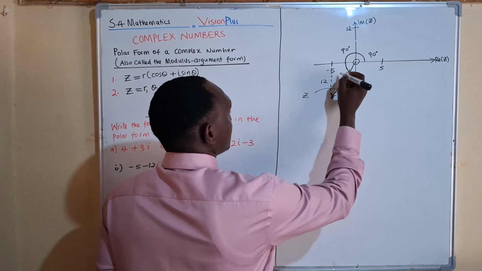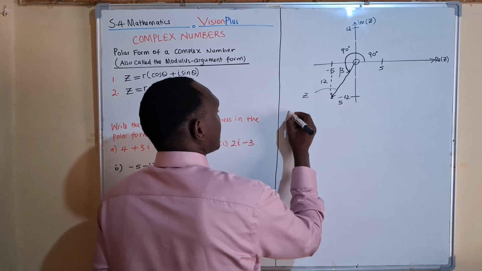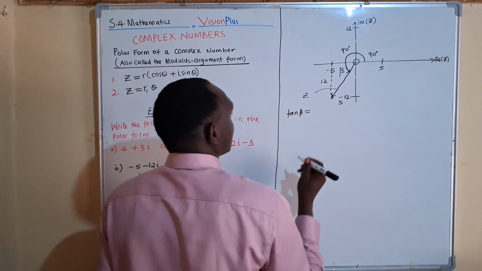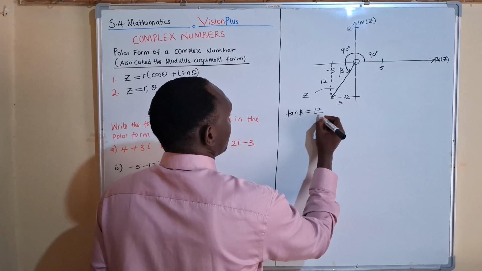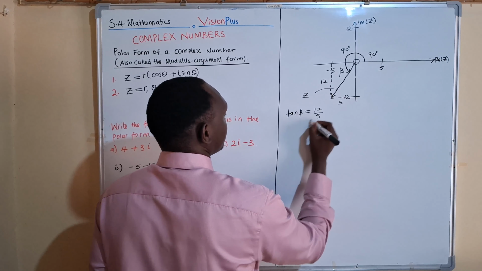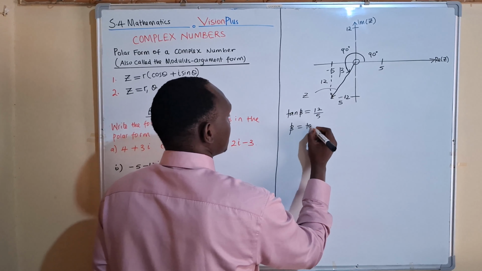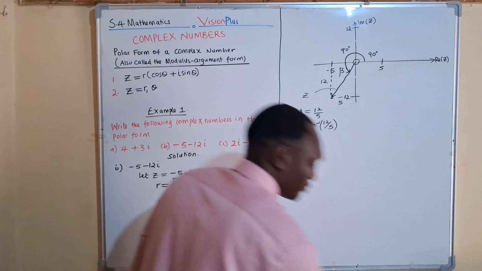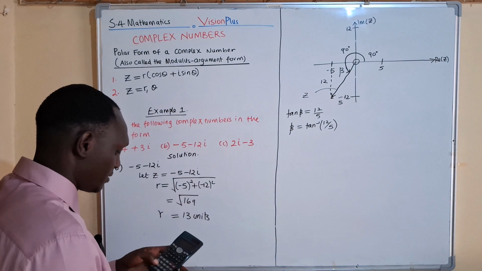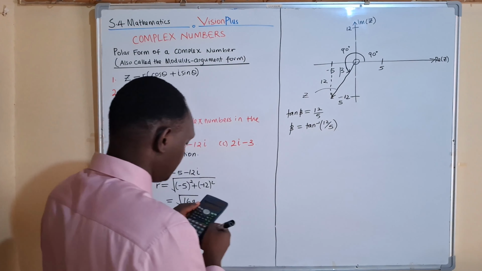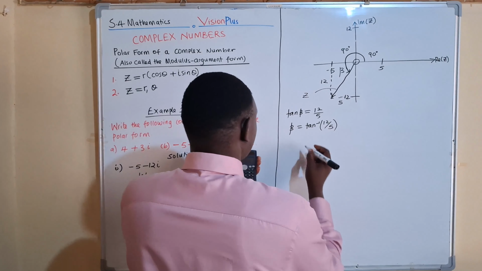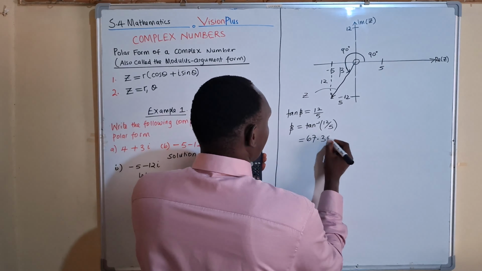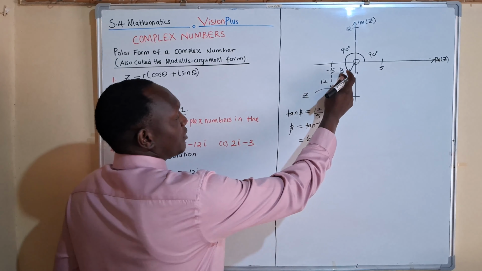Now, for us to get this angle, let me call it beta. I can just say tan of beta equals, what is the opposite? The opposite is 12 out of adjacent, which is 5. So our angle beta becomes tan inverse of 12 out of 5. Make sure you have drawn a triangle to make your work easier if you are a beginner. So tan inverse of that is 67.38 degrees. This is just this small angle beta.